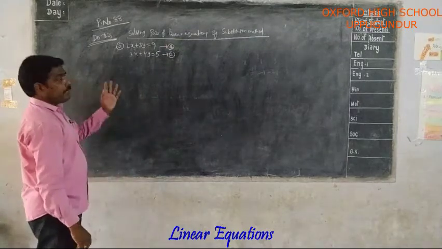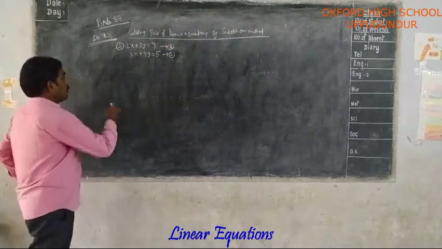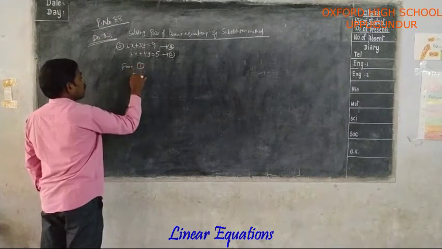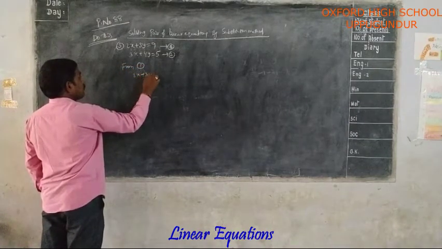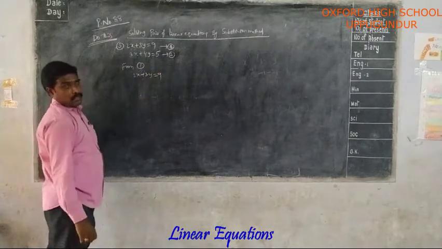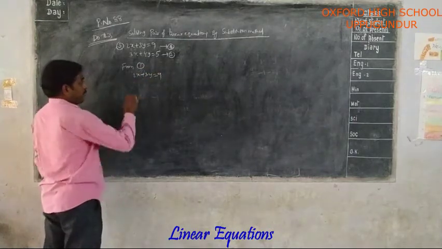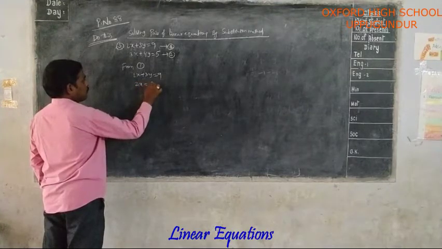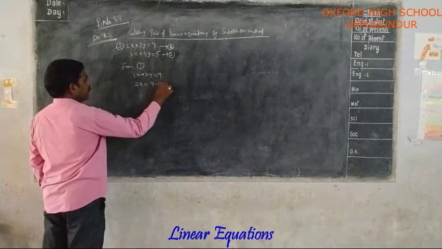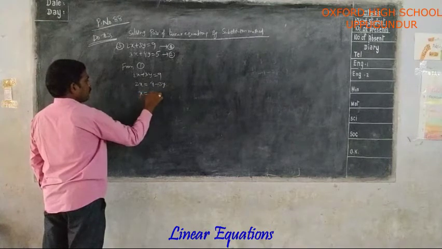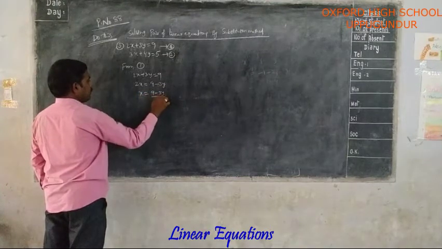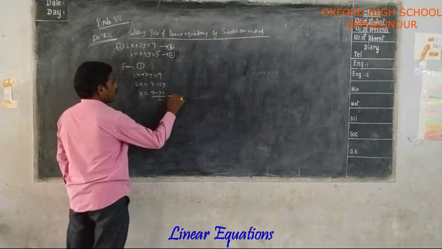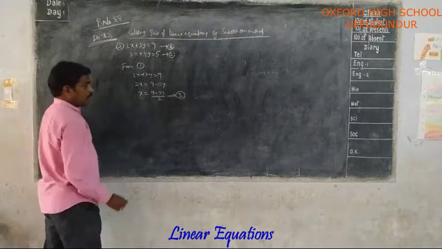Now you can take any equation. Here I am taking equation 1. From equation 1, 2x plus 3y equal to 9. Now taking x as subject, 2x equal to 9 minus 3y, x equal to (9 minus 3y) by 2. Now I am making x as subject. Now consider this as equation 3.